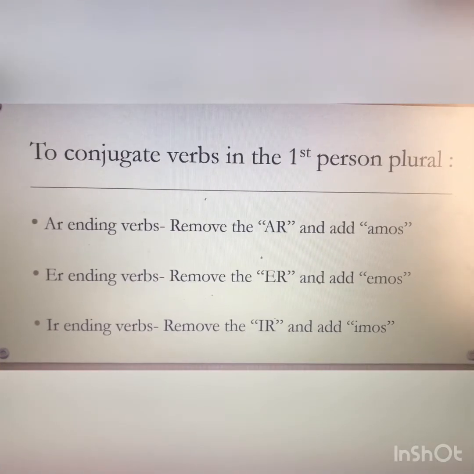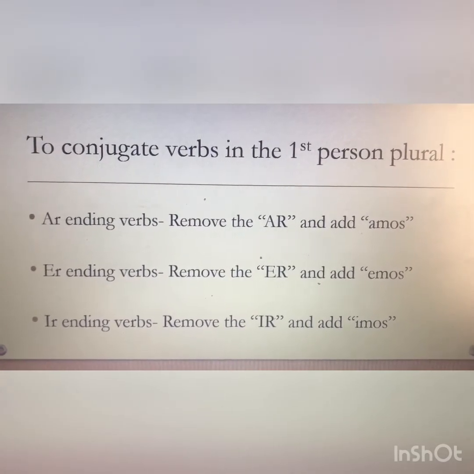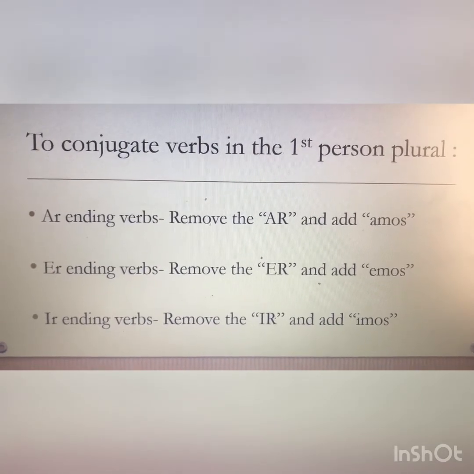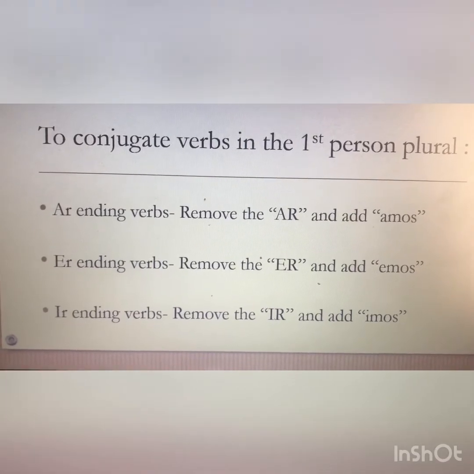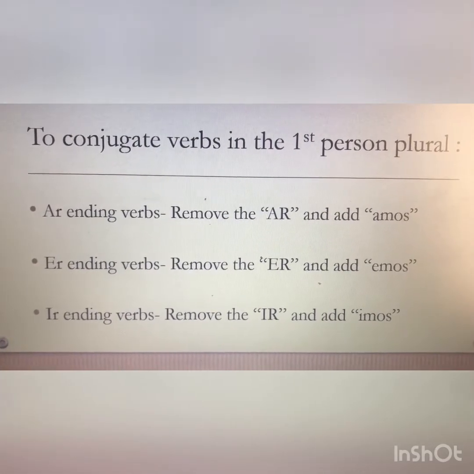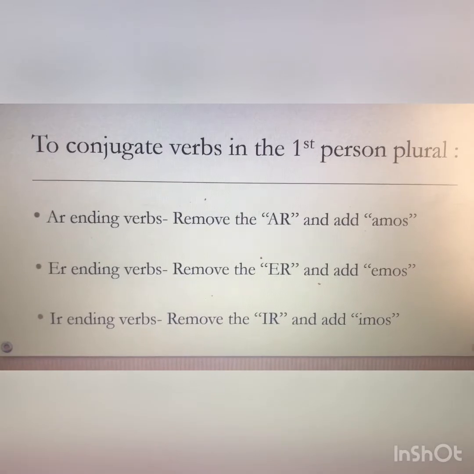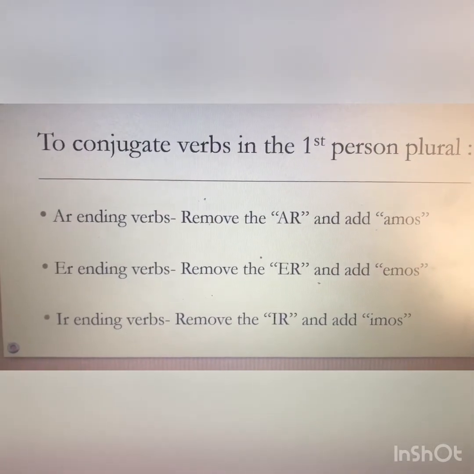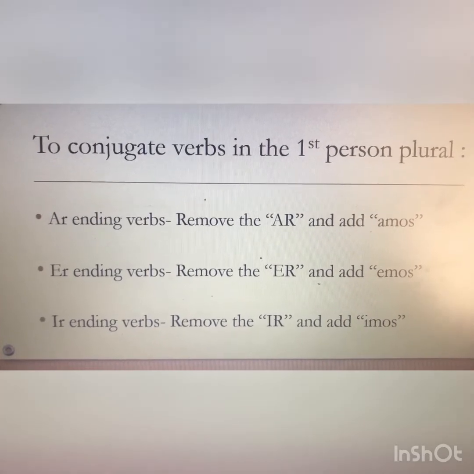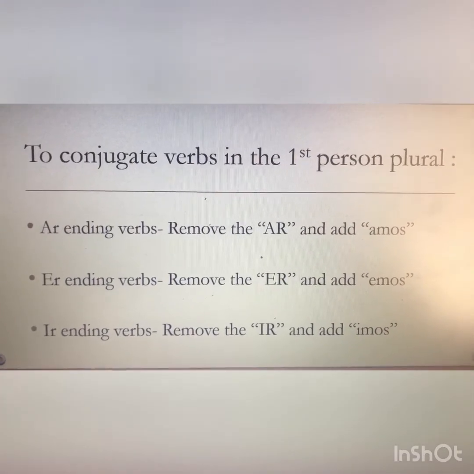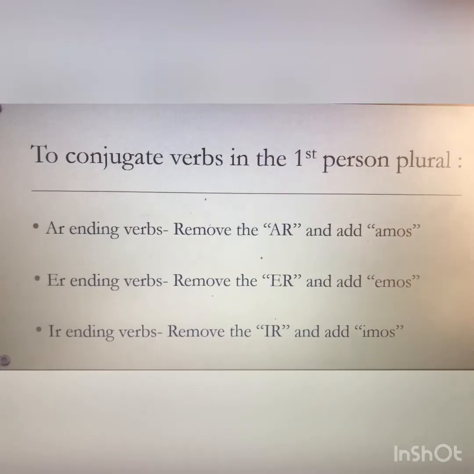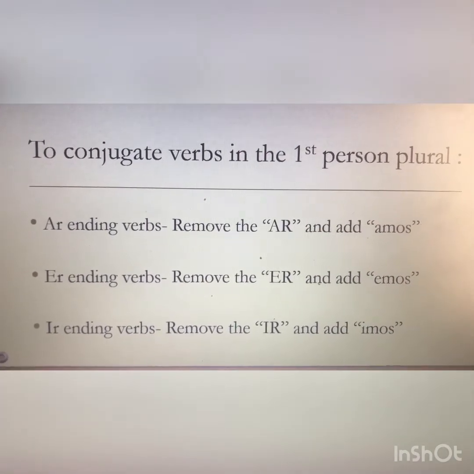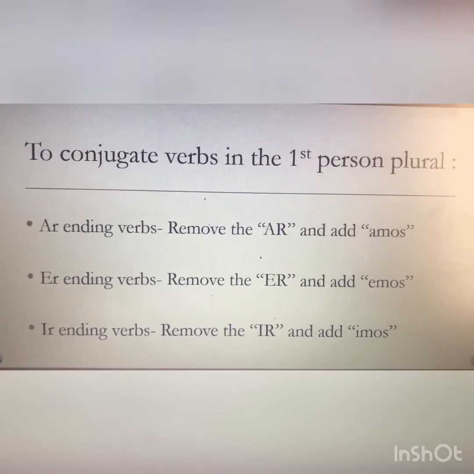Now, to conjugate verbs in the first person plural. For the AR ending verbs, you're going to remove the AR and add amos, A-M-O-S. For the ER ending verbs, we're going to remove the ER and we're going to add emos, E-M-O-S. Whereas for the IR ending verbs, we're going to remove the IR and we're going to add imos, I-M-O-S. So giving you a second to look at the steps again. So amos, emos, and imos.